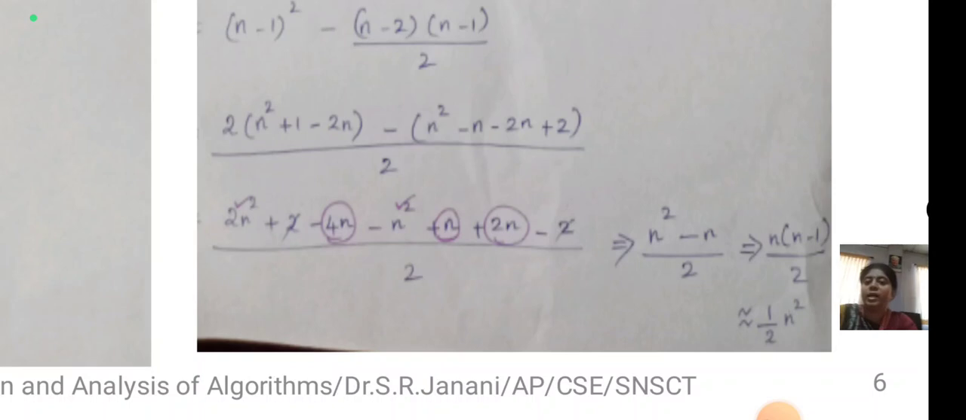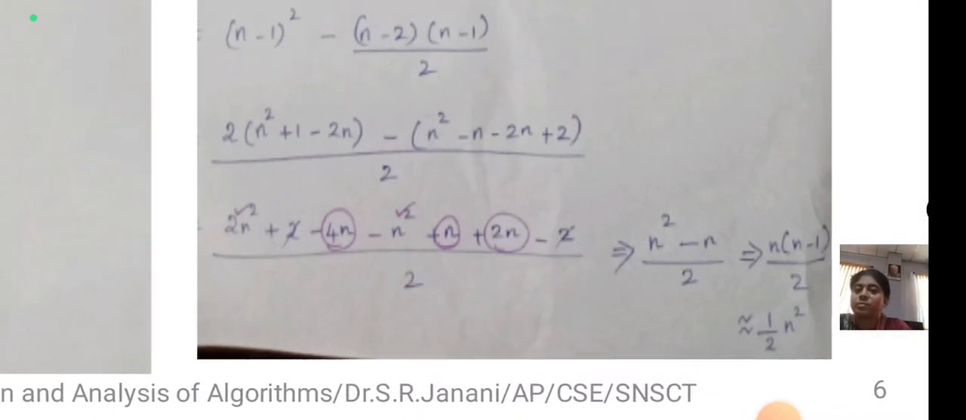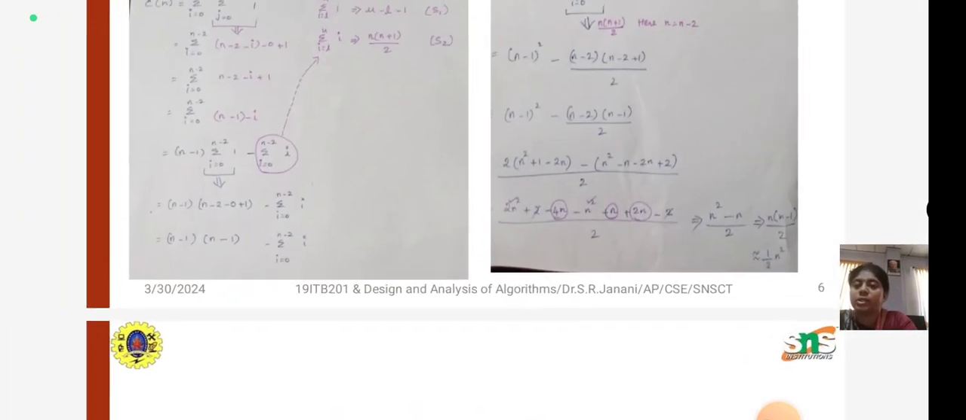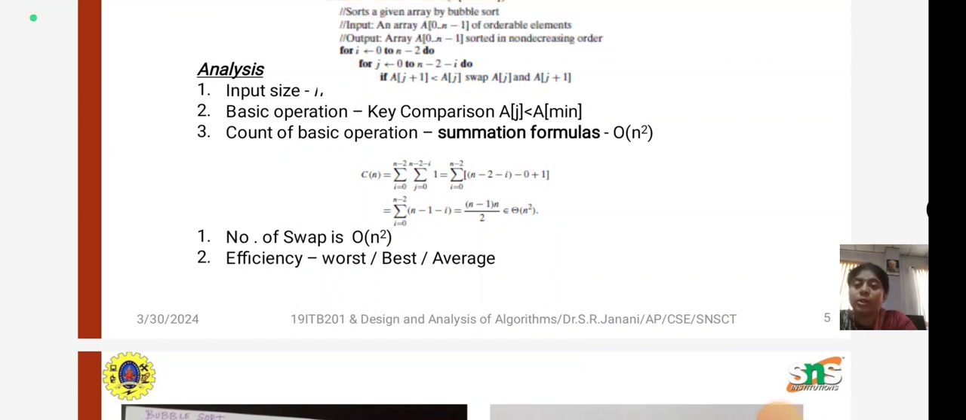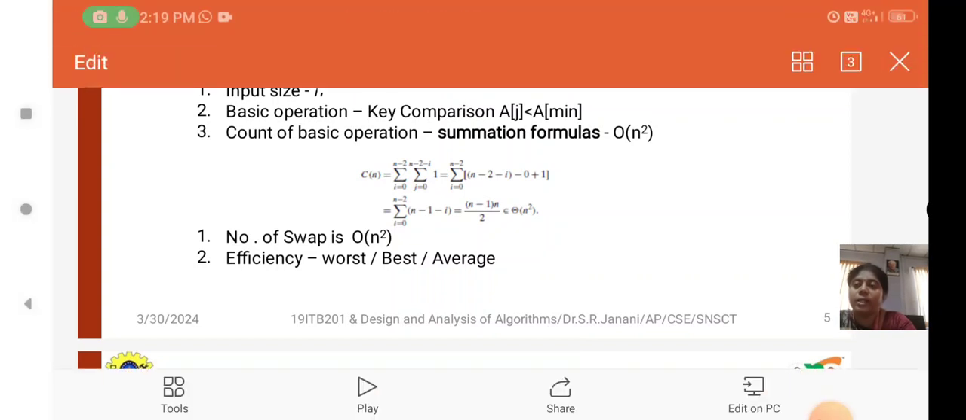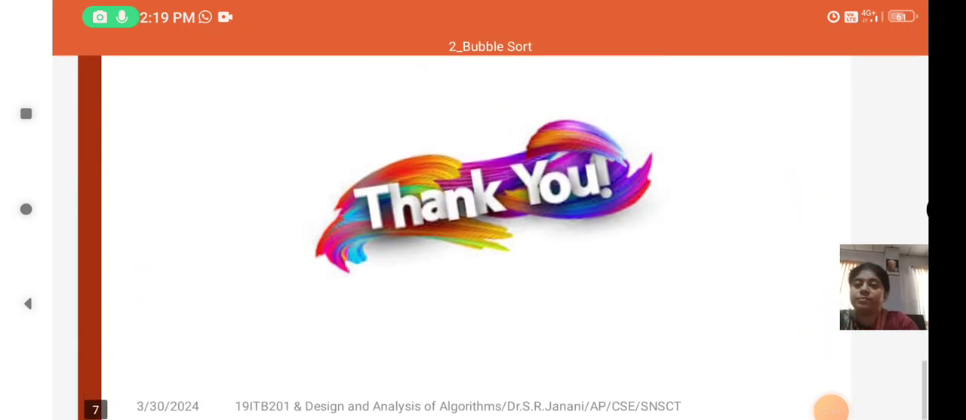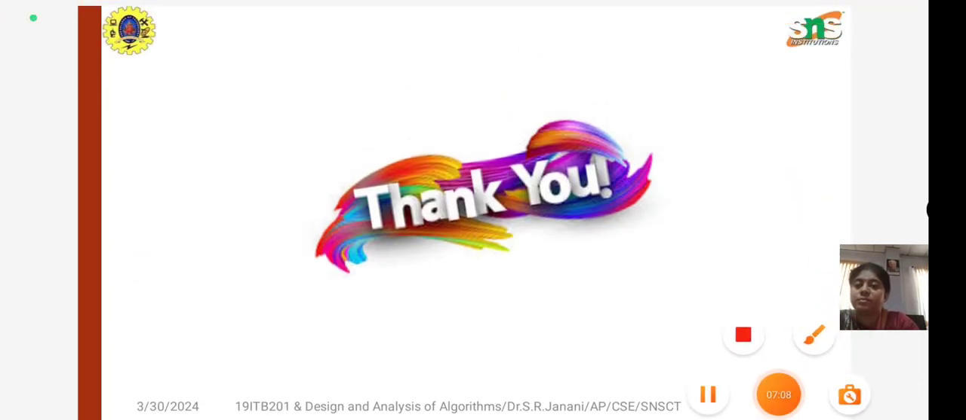We can rewrite this as n of n minus 1 by 2. Here n square is the highest power, so the order of growth for this algorithm is n square. That is, the order of growth is big O of n square. Here also we are considering all the elements, so the best case also comes under the worst case. Thank you.